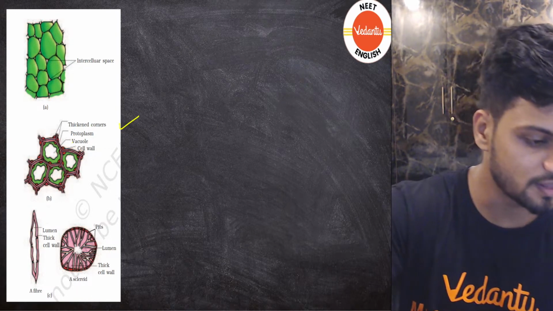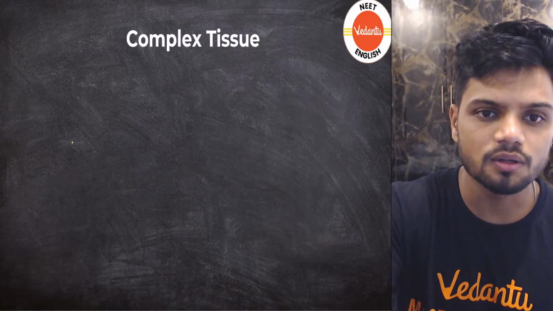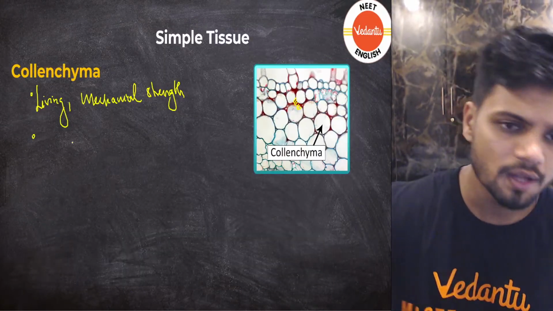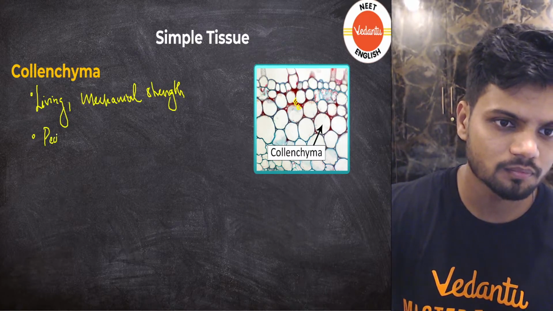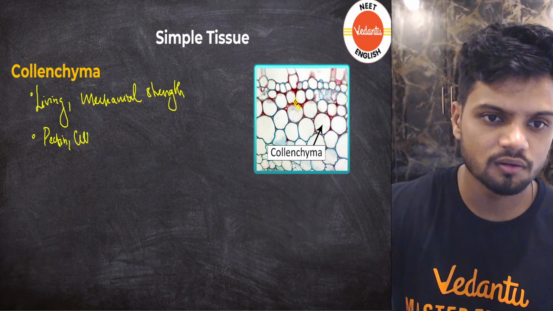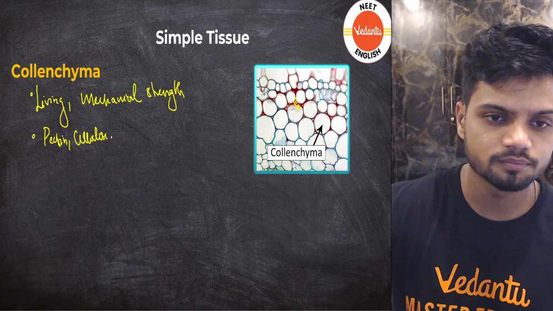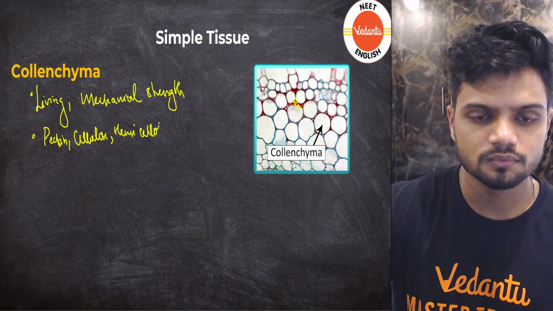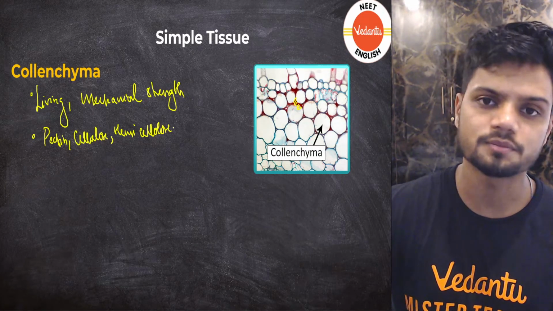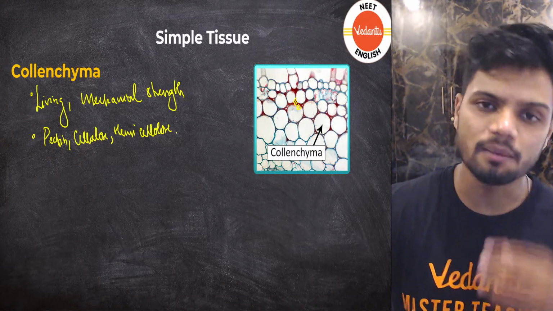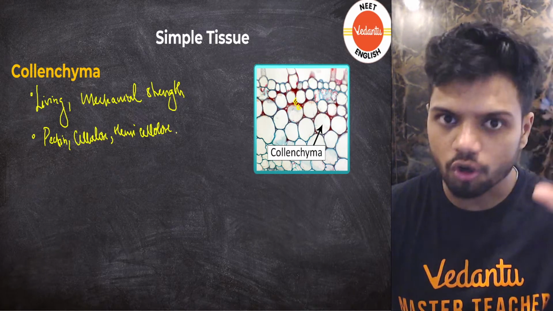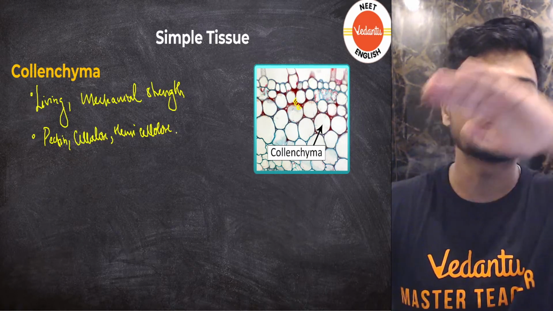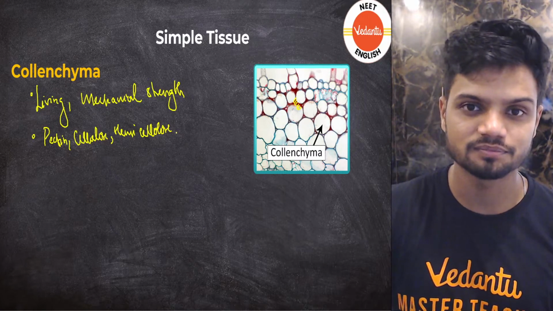Yes, you can see thickened corners. Now, why the thickened corners? Thickened corners is because of pectin depositions. Pectin, cellulose, hemicellulose, all the following is possible. Pectin, cellulose, hemicellulose depositions are there in the corners. That's why the corners are extremely thick. Okay?